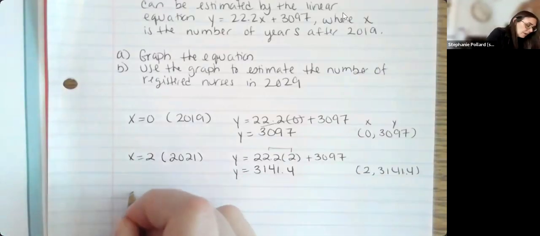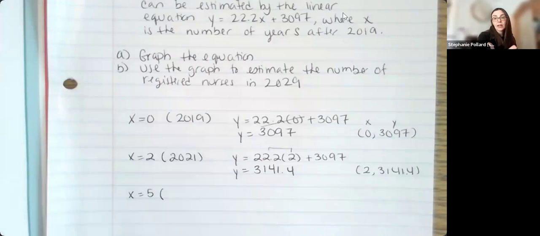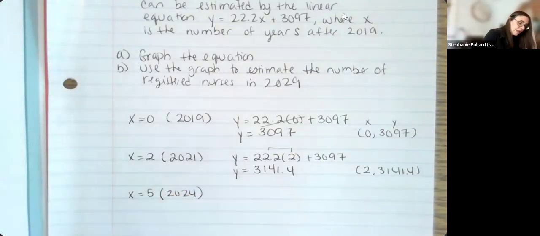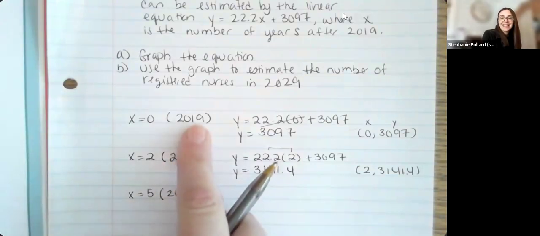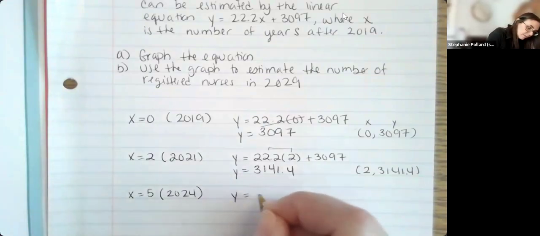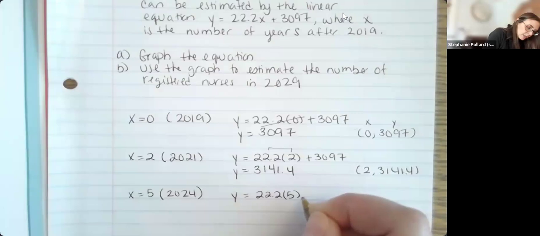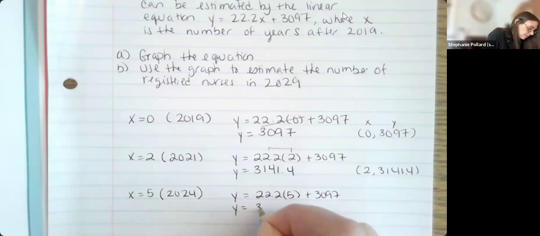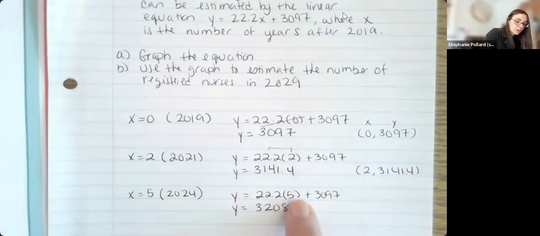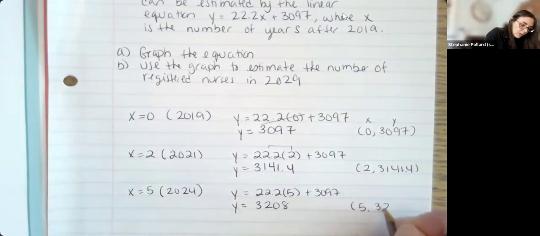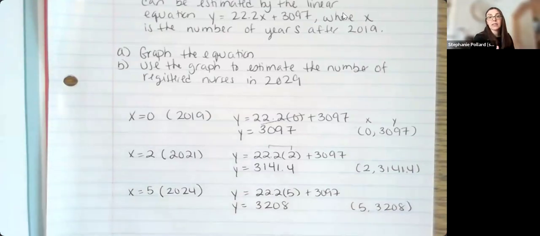I'm going to do 3 points here, but really 2 is sufficient for a line. And let's see, if I do 5 years, that would be 2024. I'm just doing 5 plus 2019, if you're not sure how I'm counting. So I'm just adding 5 years on there. I would do 22.2 times 5 first. I plug that into my calculator, and you get 111 for the total. Then I add it to the 3097, and I'm getting 3208. Now, the next thing you would do is graph this.